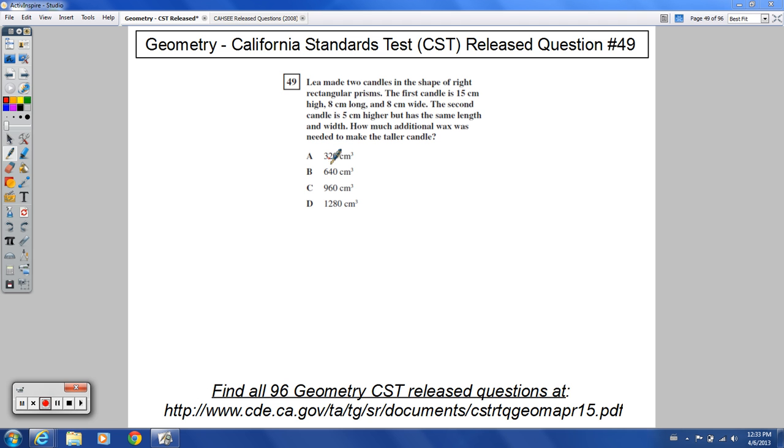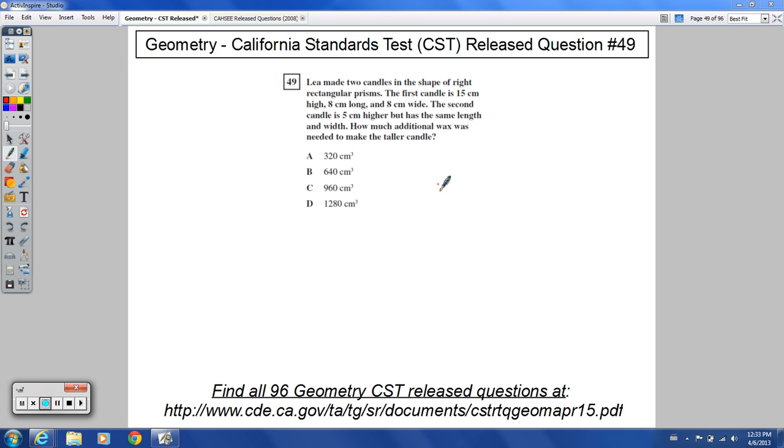Welcome to Geometry Release question number 49 for the CST questions. It says that Leah made two candles in the shape of right rectangular prisms. The first candle is 15 centimeters high, 8 centimeters long, and 8 centimeters wide. So let's start drawing a picture with that.